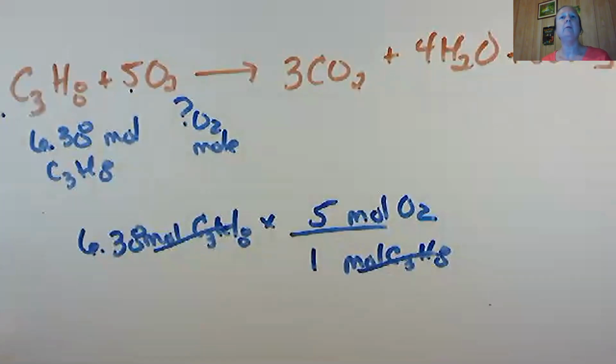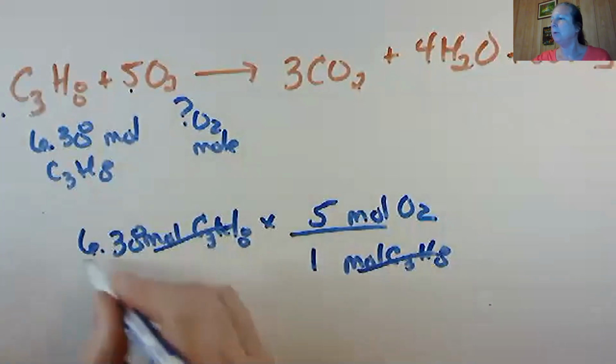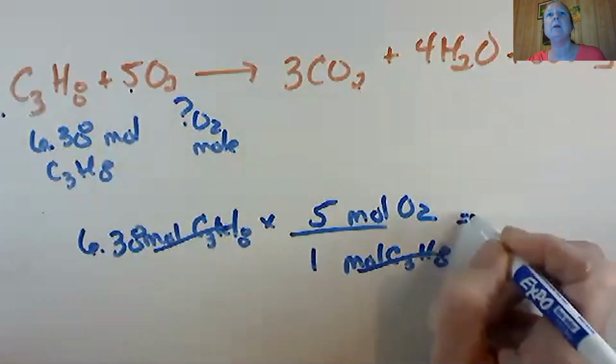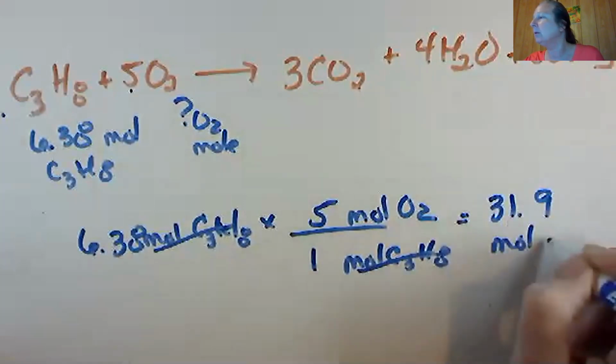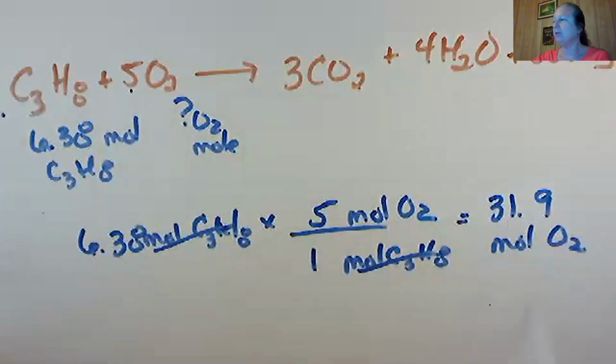Let me find my slide. So I multiply 6.38 times 5, and the answer is 31.9 moles of oxygen. Notice that's in 3 sig figs, because that's in 3 sig figs. You have 3 here. This does not count towards sig figs. It's exact numbers. So that's a simple question. I have moles. It's asking for moles. You simply look at the reaction equation.